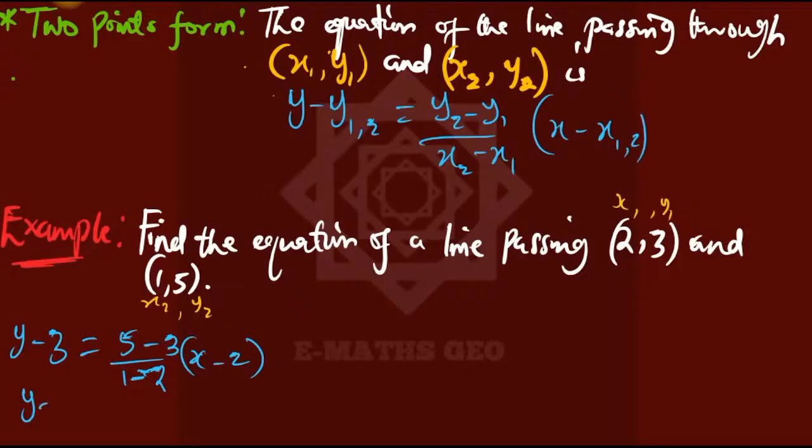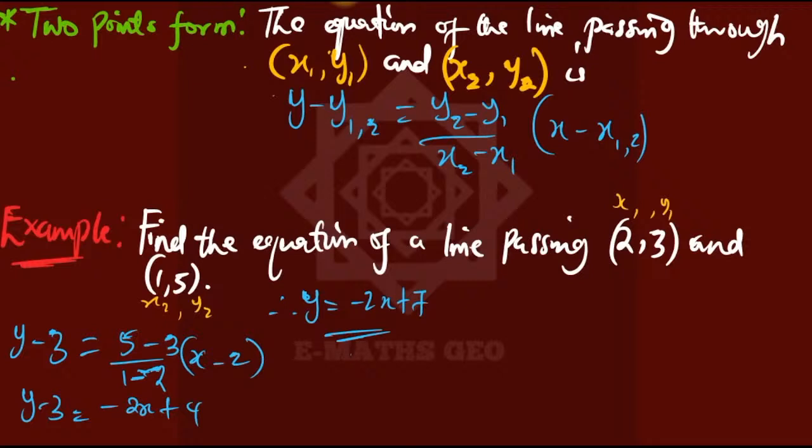So this is y minus 3, plus... 5 minus 3 is 2. 2 over minus 1 is minus 2. So we have minus 2 times x is minus 2x. Minus 2 times minus 2 is plus 4. So the equation will be y equals minus 2x plus 7. So that's it.